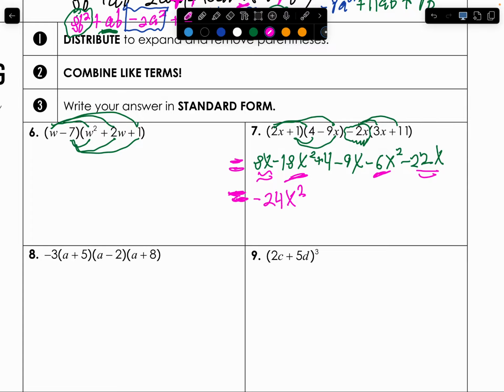It looks like we have 8 minus 22, which is minus 14x. And then what else is there? That's the x to the 2, x to the 1. We got some x to the 0 stuff right here.